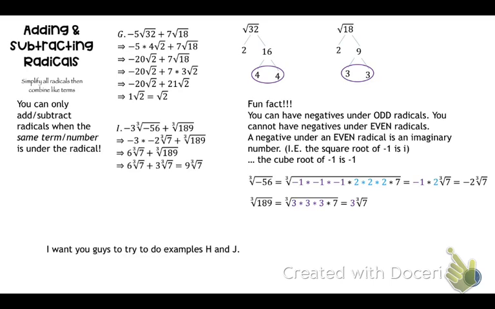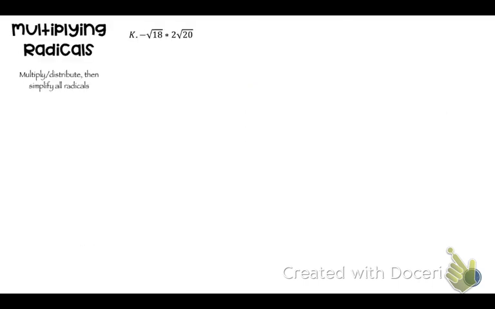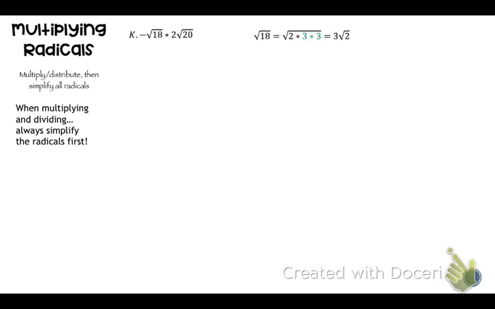Okay. Try those next examples. Let's look at this one. Same thing. I'm going to start by simplifying these. So the 18 breaks down to 2 times 3 times 3, which you can pull out the 3, so that's 3 square roots of 2. 20 breaks down to 2 square roots of 5. So that's going to be negative 3 square roots of 2, and then 2 times 2 square roots of 5. So that's negative 3 square roots of 2 times 4 square roots of 5.